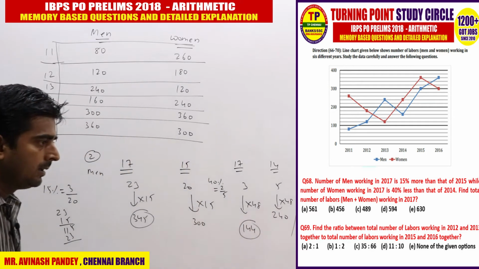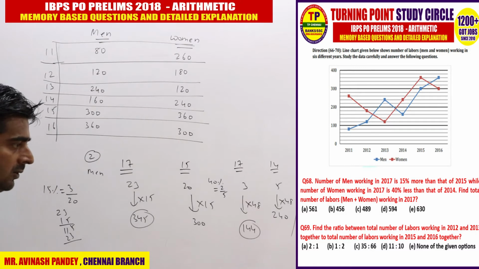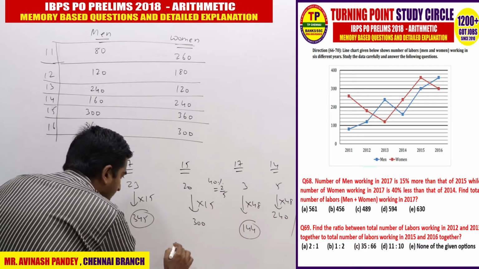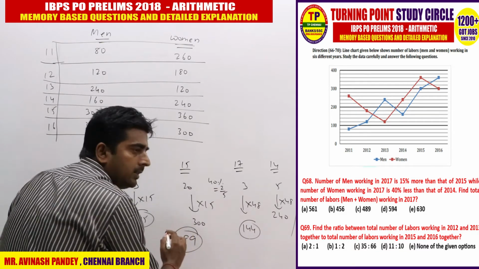144. Now what are they saying? Find the total number of laborers, men plus women, working in 2017. Add this value: 345 plus 144. What is my answer? 489. My answer is 489.